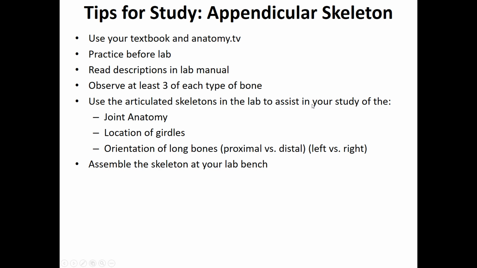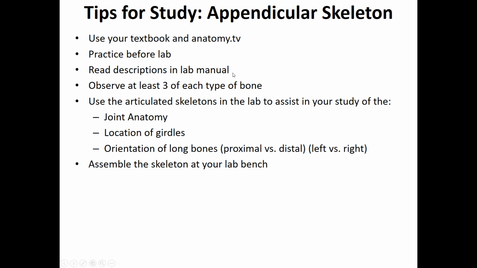While you're studying the appendicular skeleton, you want to continue to use some of the good practices you developed with the axial skeleton. Be sure to use your textbook and anatomy.tv, both in preparation before lab and during lab. The more practice before lab, the better things will go during your lab time. So again, print off some of those unlabeled images from TCU Online, put them in page protectors, and practice writing the names of the bones over and over again.